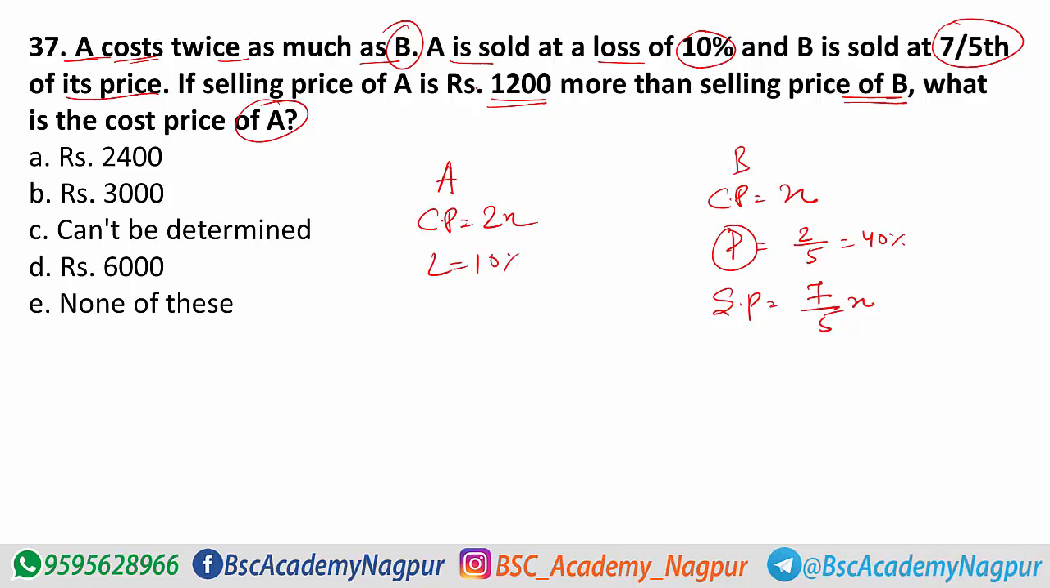And the selling price of A is 1200 more. Selling price of A, selling price will be how much?